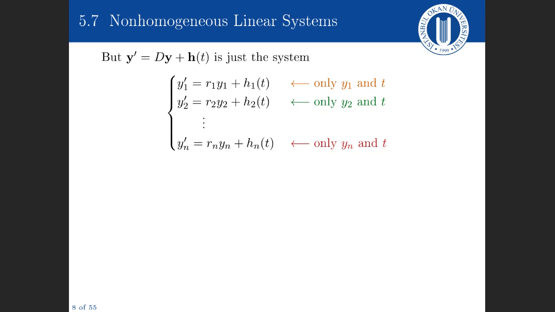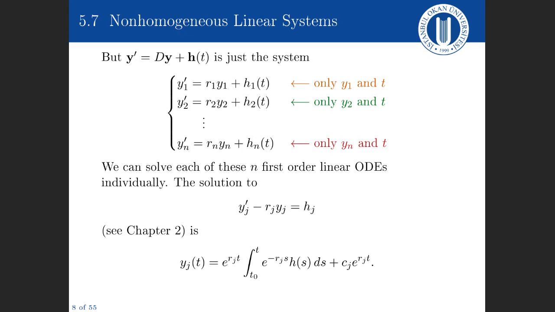That means that we can solve these equations separately. We can just look at the first equation, just a first order linear equation, which we know how to solve. Then we can move on to the second equation, and solve each of these equations individually. We know how to solve these. We looked at this in chapter 2. The solution to each of these equations is given by the formula at the bottom of the page.